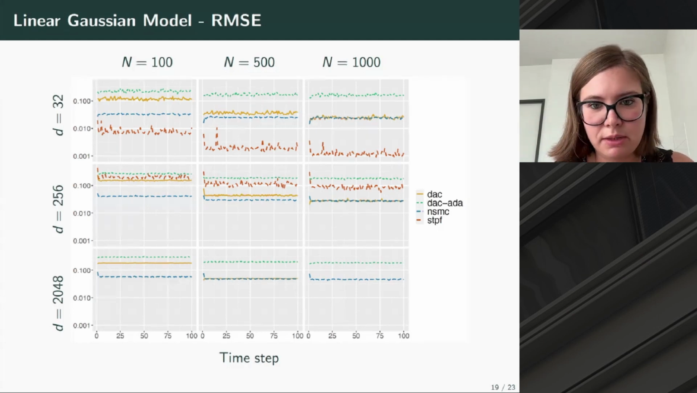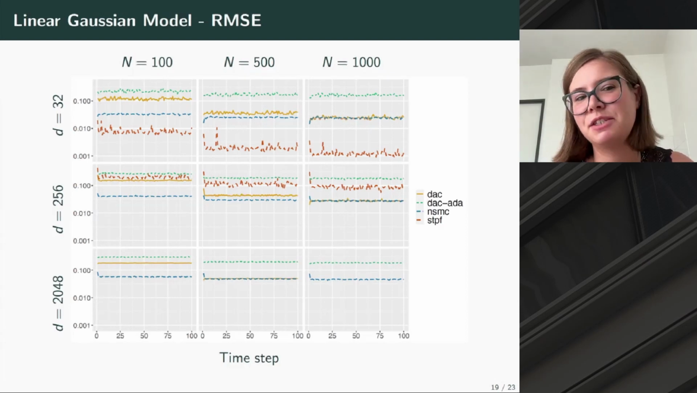Nested SMC, on the other hand, seems to perform quite well, but it relies on very strong assumptions, which are satisfied for a linear Gaussian model, but they're not in general.